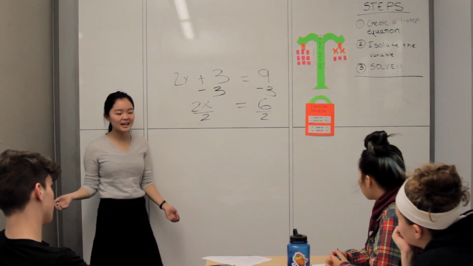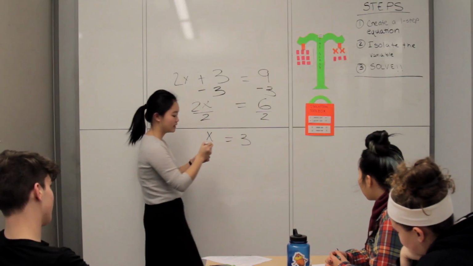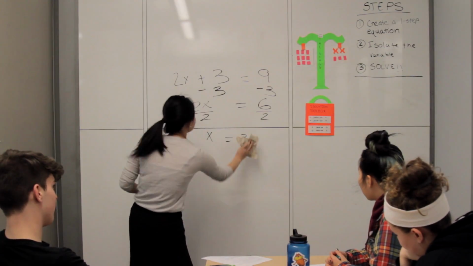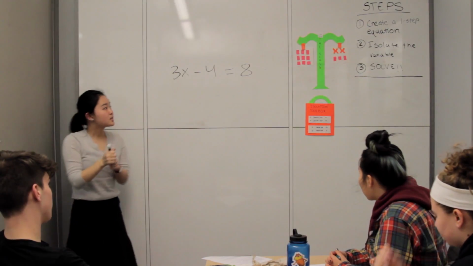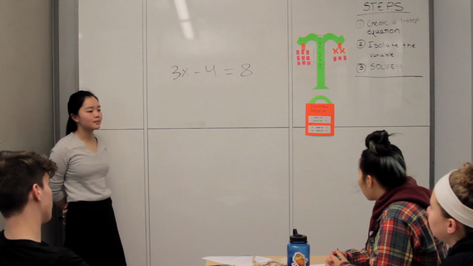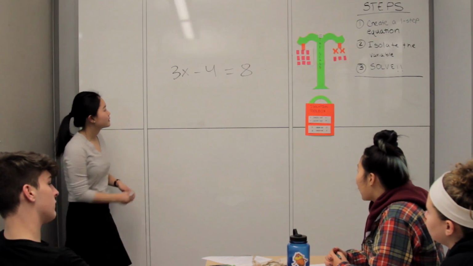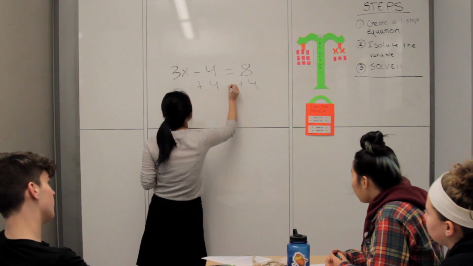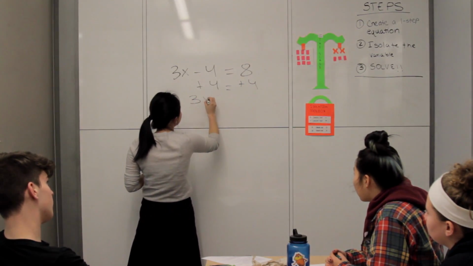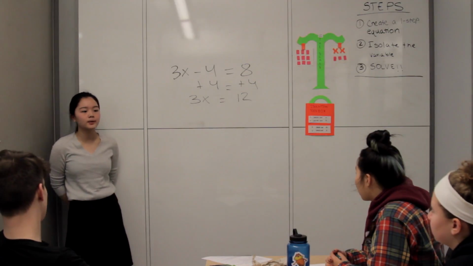So class, what does x equal? 3. Awesome. Okay. So let's try an equation together now. So the first step is to create a one-step equation. Reen, could you tell me how you would do that? Add 4 to both sides. And we use addition because addition cancels out subtraction. So now our equation is 3x equals 12.